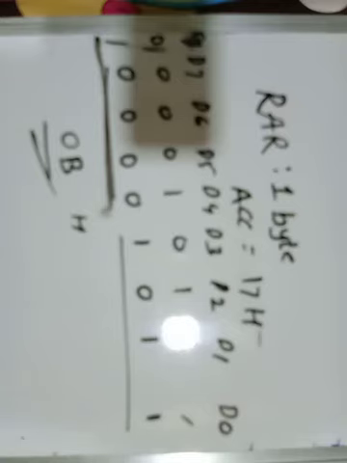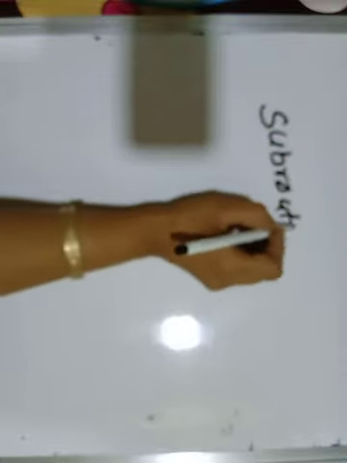As we have seen the branching instructions earlier, that is the conditional branching and the unconditional branching. So we'll directly go to the stack operations instructions, but first of all we are going to see the subroutine. What is the meaning of subroutine?